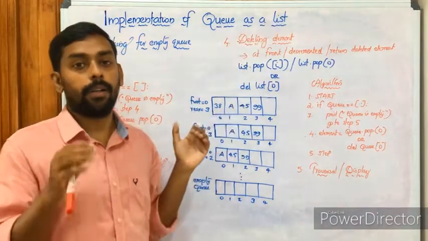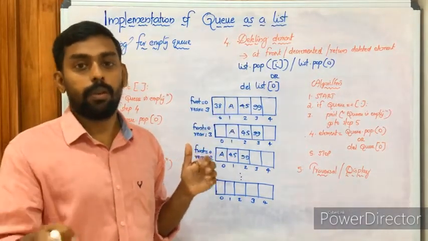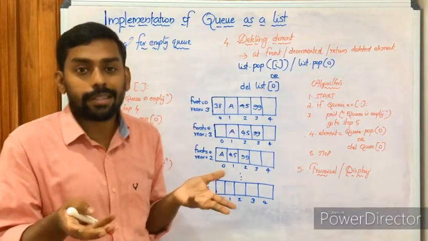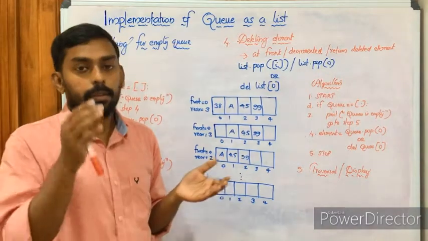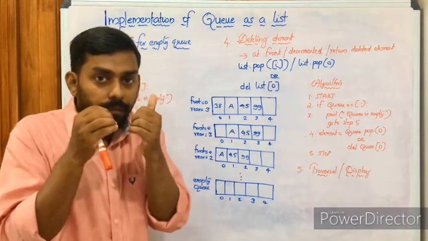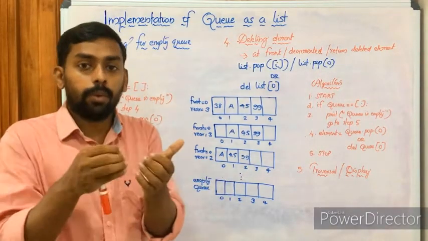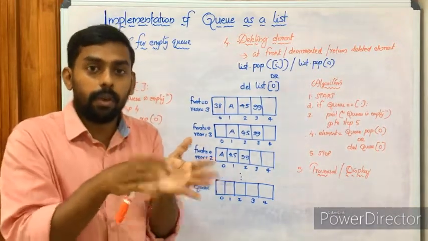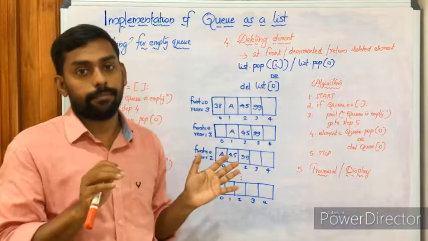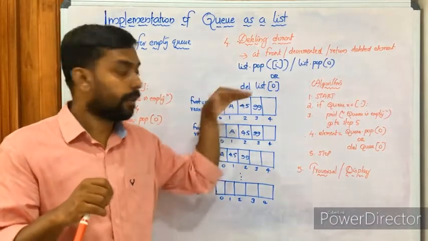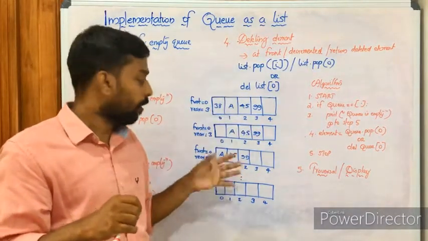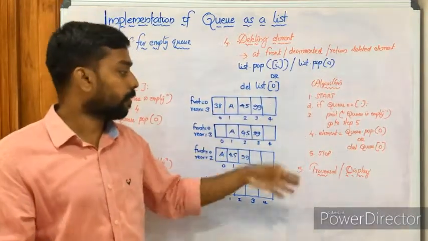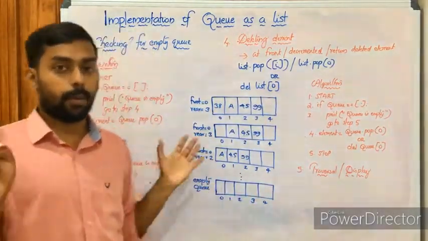Then pop, deleting an element from a queue, and we are performing it through the function pop, or using the delete statement. So in the case of insertion into a queue, rear gets incremented, and at the time of deletion from a queue, front gets decremented. Have you got the logic? With the help of this example, we could explain it. Then the algorithm, of course, and finally we have the traversal or display operation.